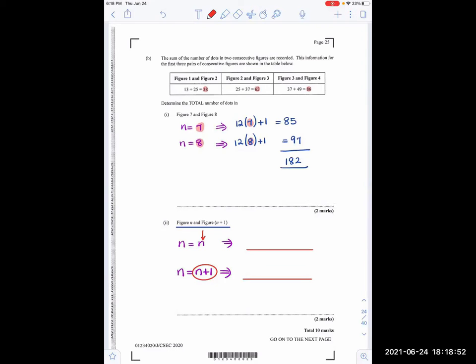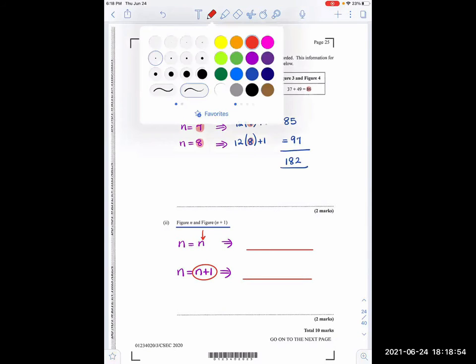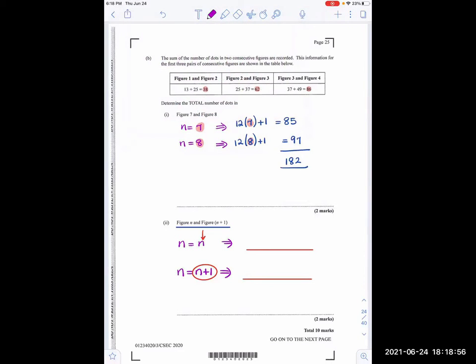All right, so we're replacing n with n. So obviously we're supposed to get back the same thing. Did you all get that? Yeah, miss. All right. Now we're replacing n with n plus 1. So we write in the 12, we write in the 1, and here we put in n plus 1.